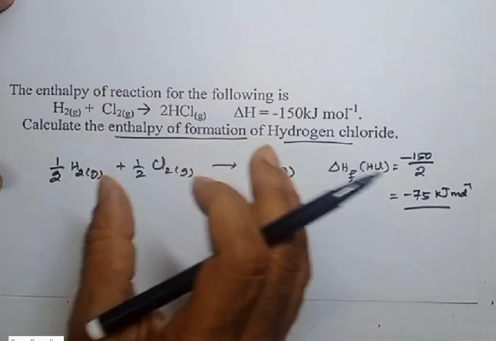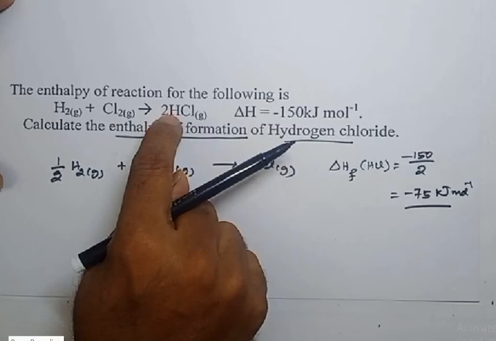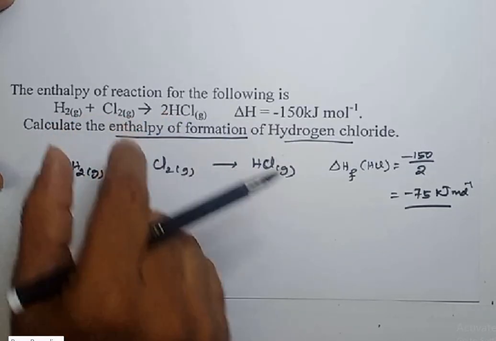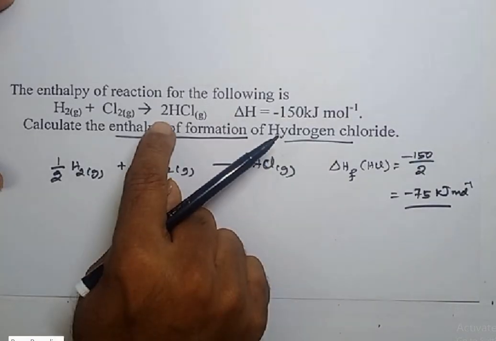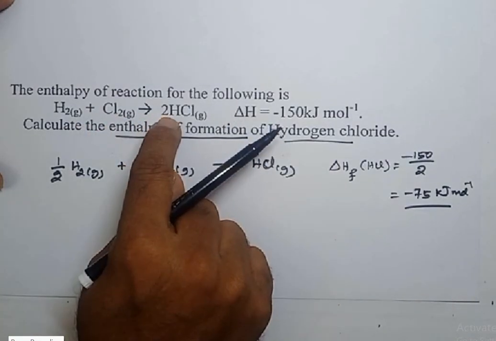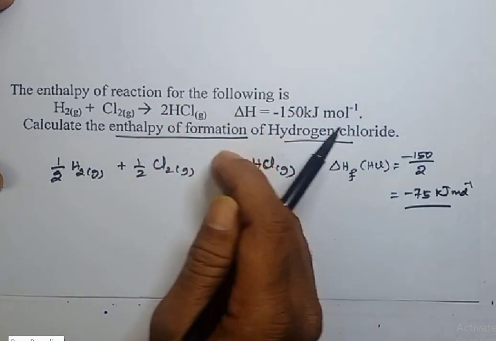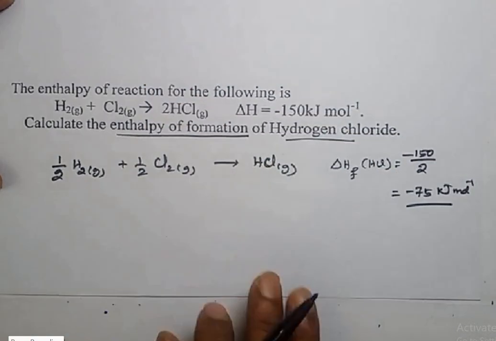So if a question is given like this, just see whether 1 mole is formed or 2 moles are formed, and see whether the elements are in their natural state or not. Here in this problem, to form 2 moles, 150 kilojoule of energy is released. Then to form 1 mole, how much, you have to calculate. Okay, take it.